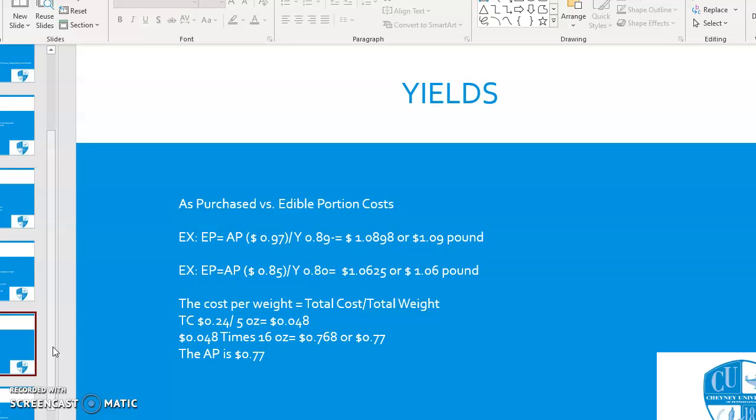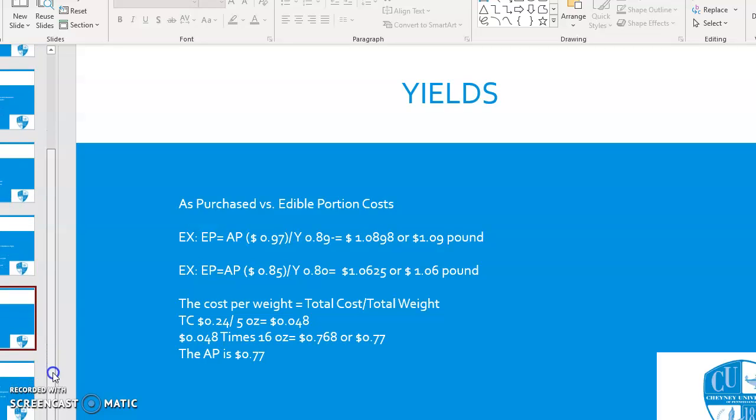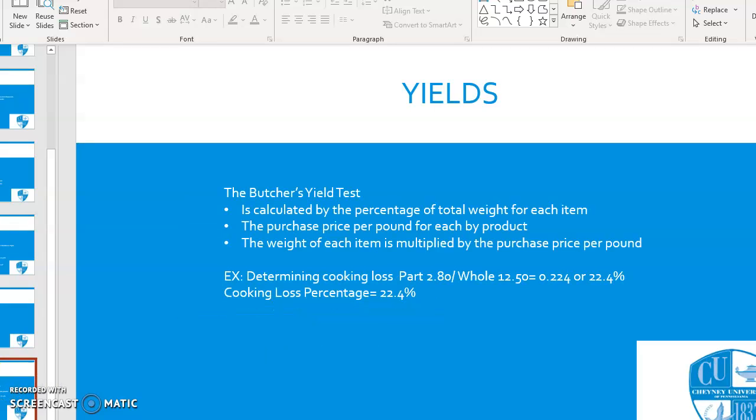Again, these are formulas that I came up with, but you can also use these formulas and you can connect them with the textbook material that's in Chapter 4. And then also I talked about the butcher's yield test. How's that calculated? Okay, first of all, it's the total weight of each item. We have to look at the purchase price per pound. And then we also have to look at the weight of each item. And we have to multiply that by the purchase price per pound.